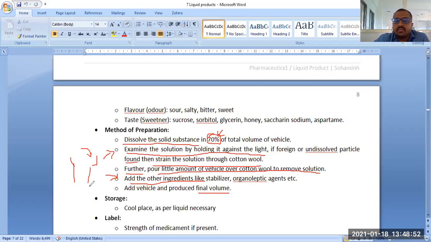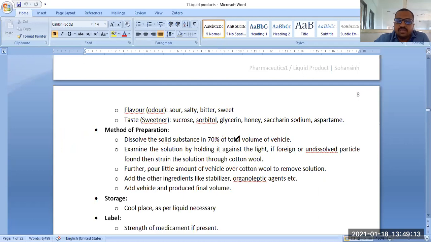फाइनल वॉल्यूम, अगर आपको 100 ml बनाना है तो 100 ml तक वाटर से मेकअप करके आपको मेजरिंग सिलेंडर में वो फॉर्मुलेशन ले लेना है, and you have to add vehicle up to 100 ml preparation, and then this 100 ml preparation is transferred to a suitable dispensing container. Okay, so that is a common method of preparation for solution.